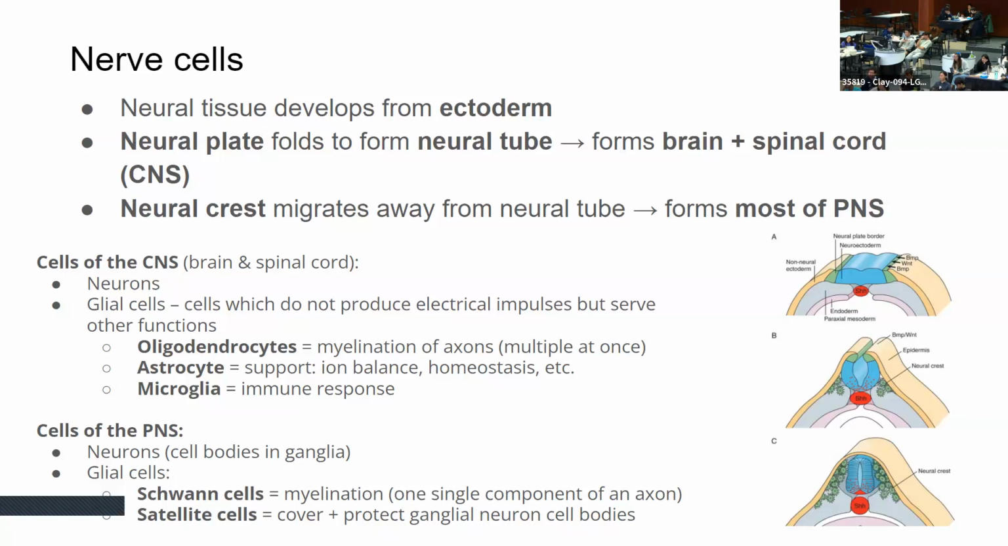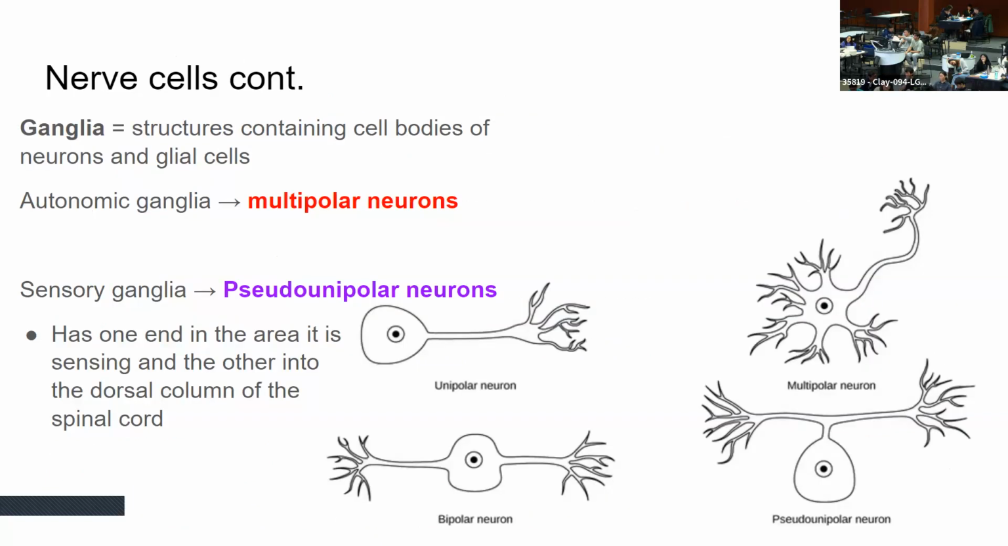Now, your astrocytes are there for general support, ion balance and homeostasis. Your microglia are there for your immune response. So you can think of microbiology, maybe link that to immunology to help you remember it. And then in terms of your PNS, you have your Schwann cells and your satellite cells. Your Schwann cells are involved in myelination of the PNS, and your satellite cells are involved in protecting your neuron cell bodies.